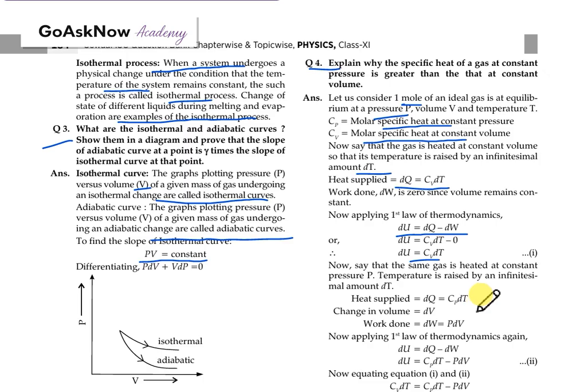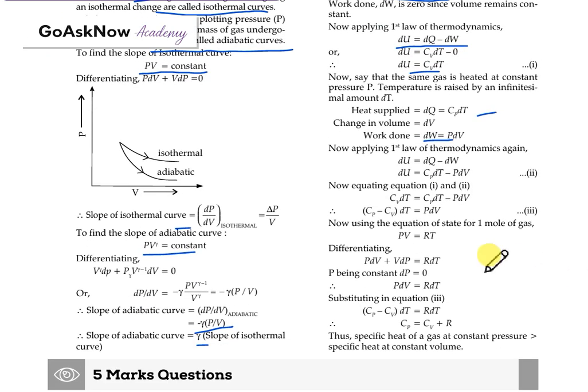So heat supplied will be dQ = Cp dT, and the change in volume will be dV, and the work done will be dW = P dV. Now applying the first law again, we get dU is equal to Cp dT minus P dV. This will be the second equation. Now from the second and the first equation we get Cv dT is equal to Cp dT minus P dV, or finally we get (Cp minus Cv) dT = P dV.